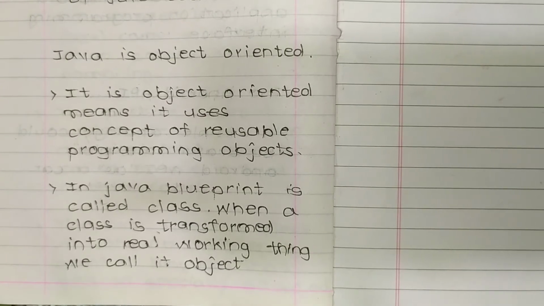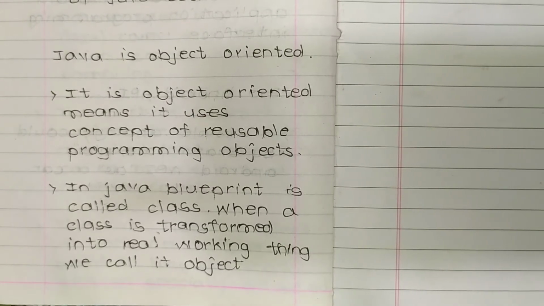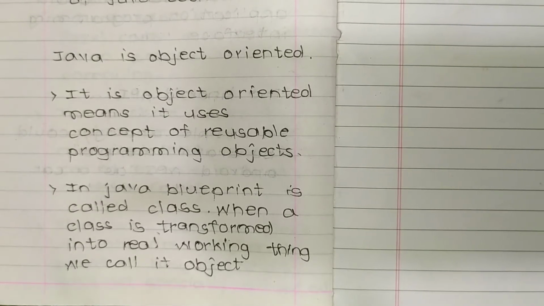Next topic is that Java is object oriented. Object oriented means it uses the concept of reusable programming objects. In Java, a blueprint is called a class. When a class is transformed into a real working thing, we call it an object. Basically, we add things together and transform them into a real working thing, and then we call it an object. So we will study this.